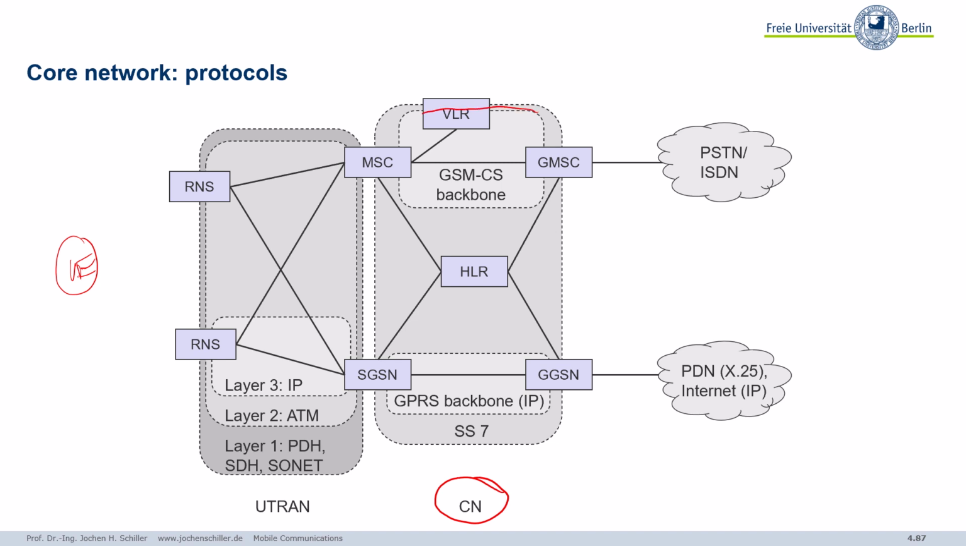In the upper half, we have the circuit switched part. In the lower half, we see the packet switched, IP-based part. This goes then to the internet, and this goes then to the classical telephone network.